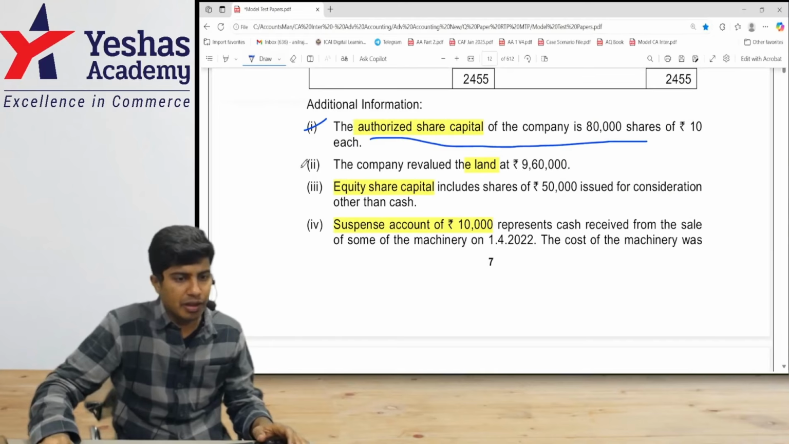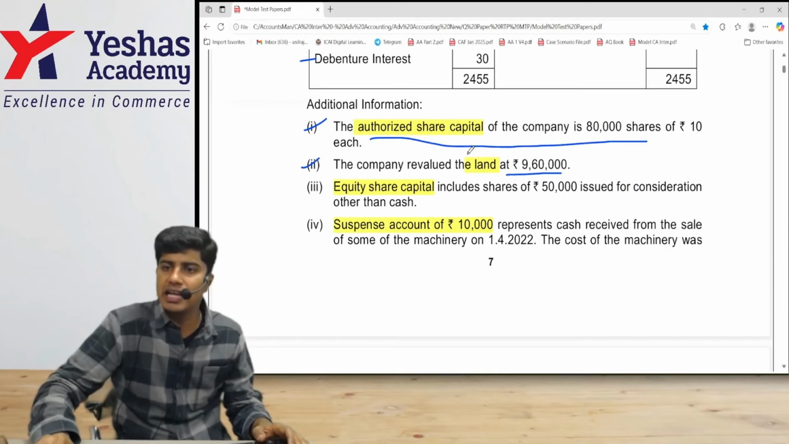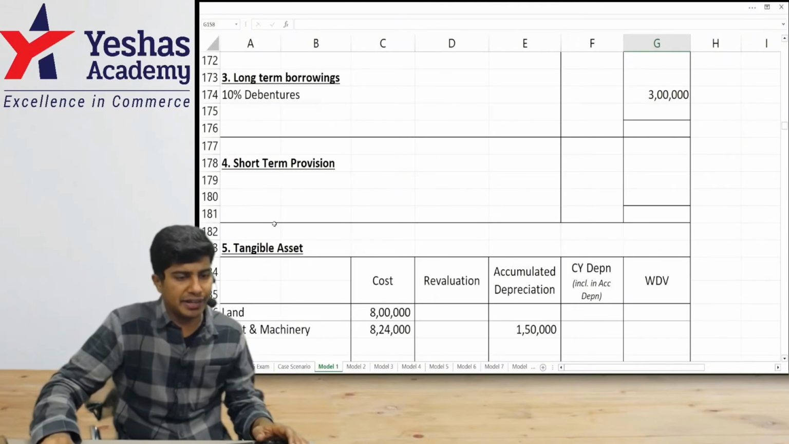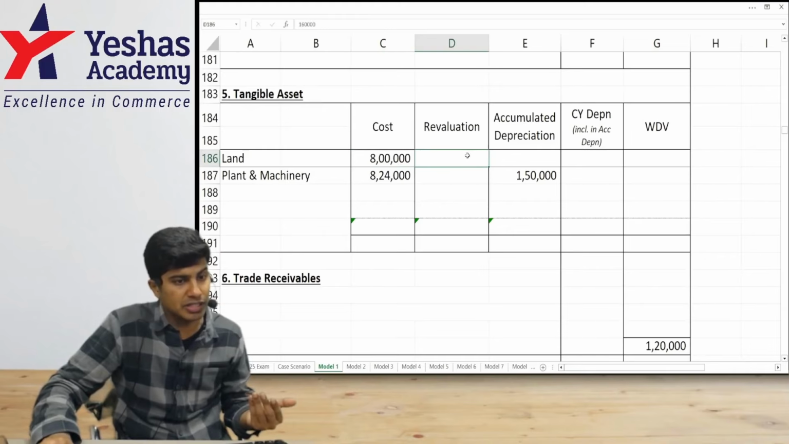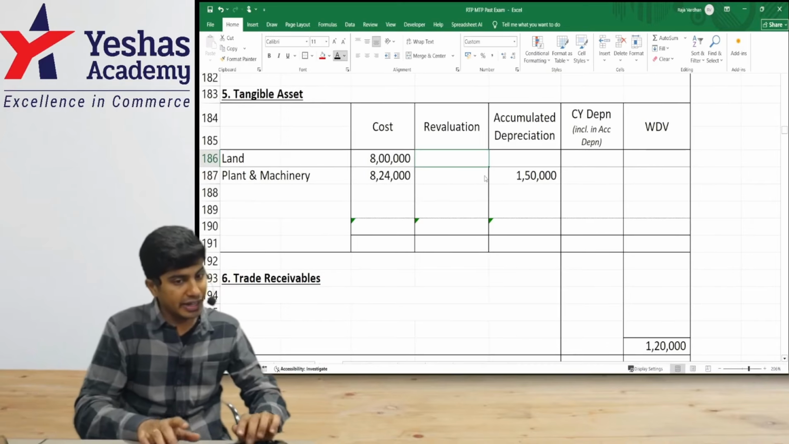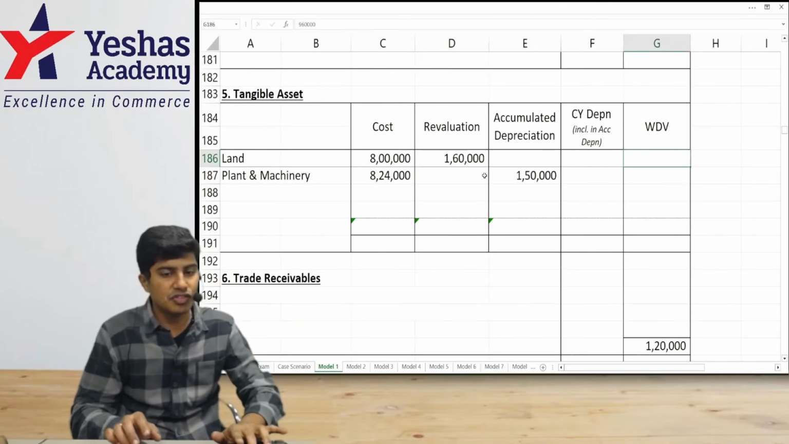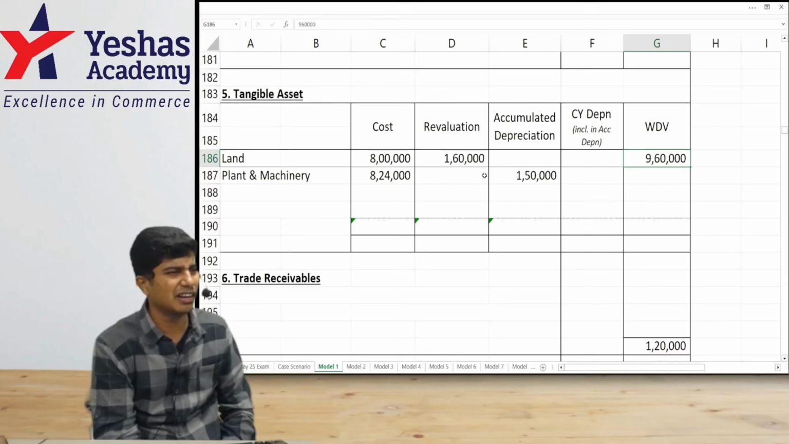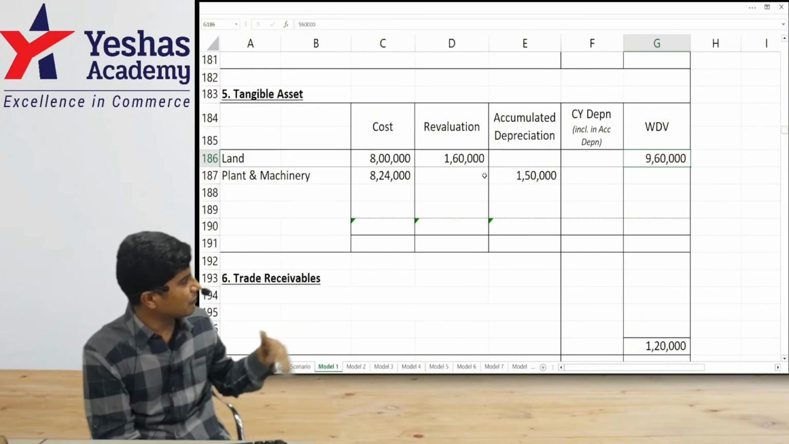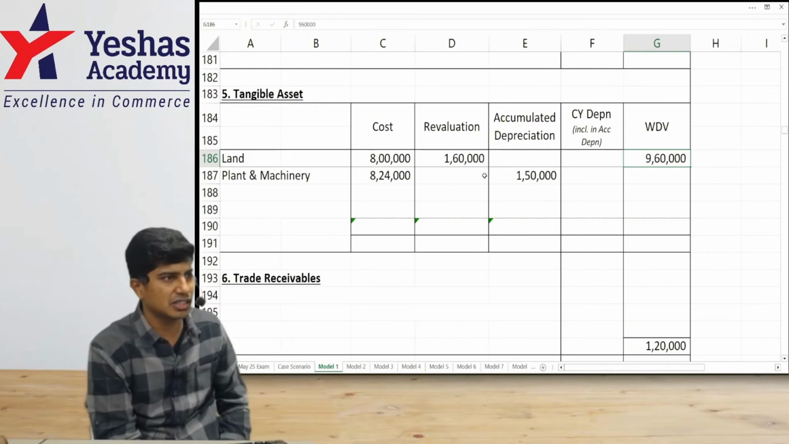What's after that? Company revalued land to 9 lakh 60. What is the value of the land here? 8 lakh. It is revalued to 9 lakh 60. So how much is the upward revaluation now? Not 9 lakh 60, 1 lakh 60, which will make the WDV 9 lakh 60. So 8 lakh revalued upwards by 1 lakh 60 will become 9 lakh 60.